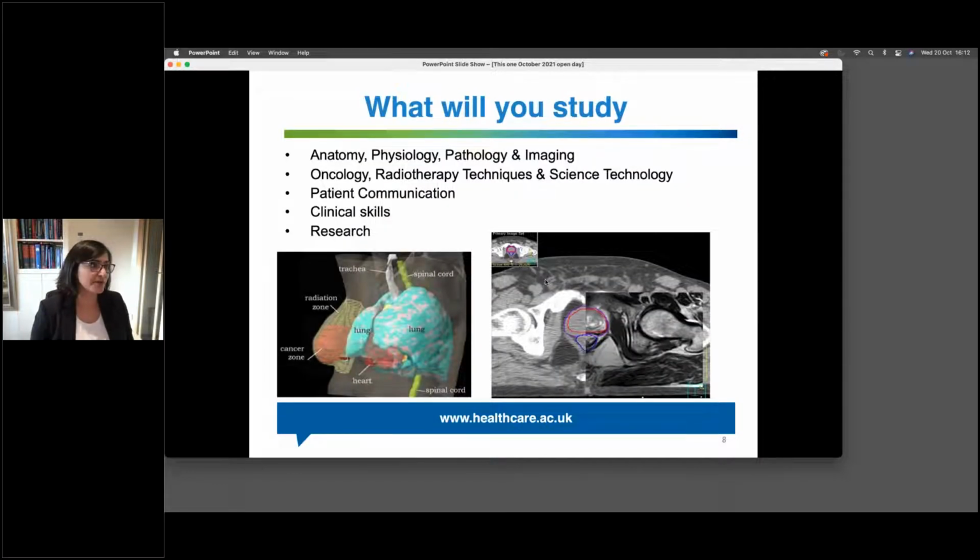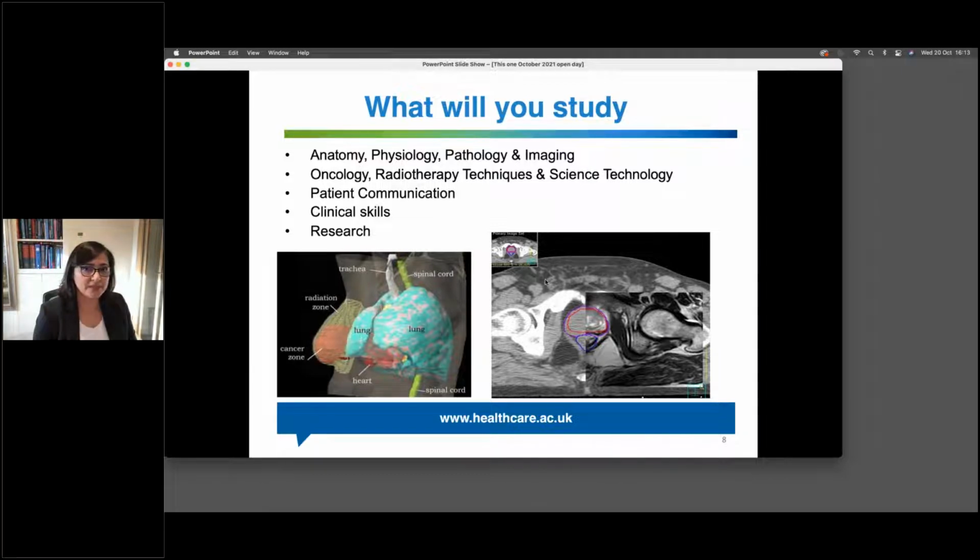So what will you study on the program? Well, you will study anatomy, physiology, pathology, and imaging. So you need to learn about what normal anatomical structures look like in the body. You need to know what they look like on an image, because when you're taking CT scans or when you're treating a patient, you'll also be taking CT scans on the X-ray machine. You need to be able to check and ensure that you've positioned the patient accurately before you hit the button to start that radiotherapy treatment. Because it's a high dose of radiation, once it's given, it can't be taken away from the patient. So that's why accuracy and reproducibility in radiotherapy treatment is extremely important.